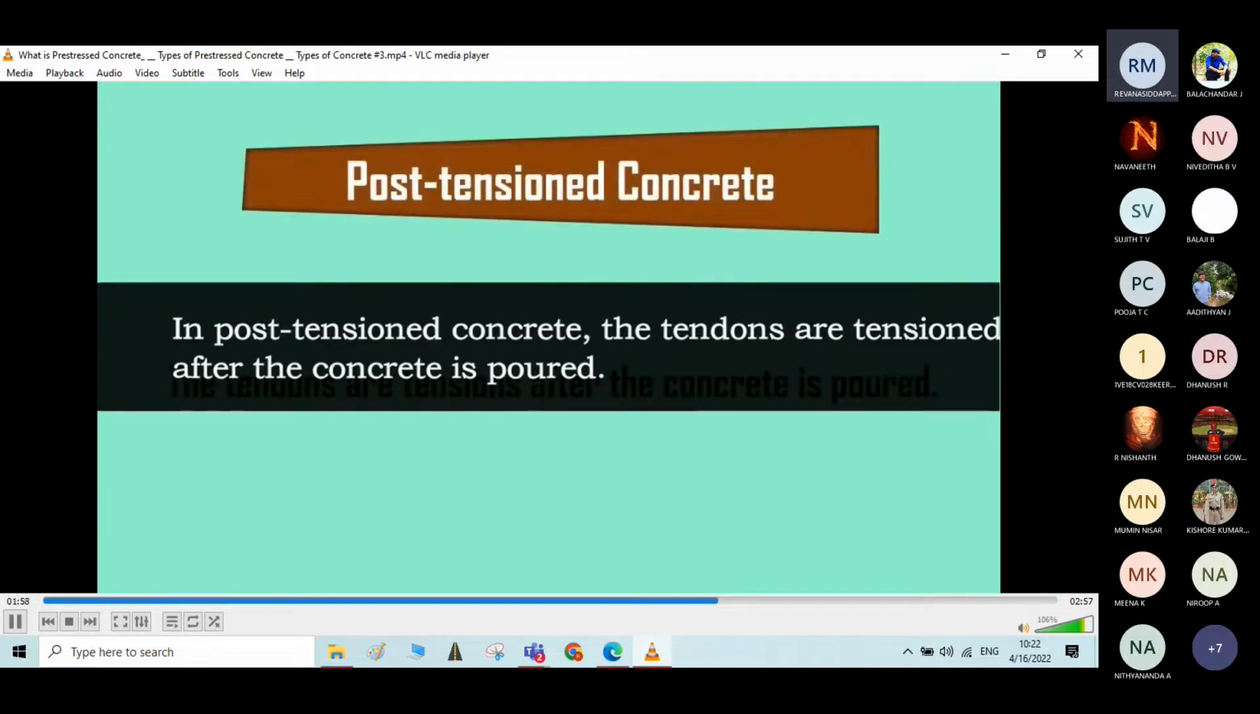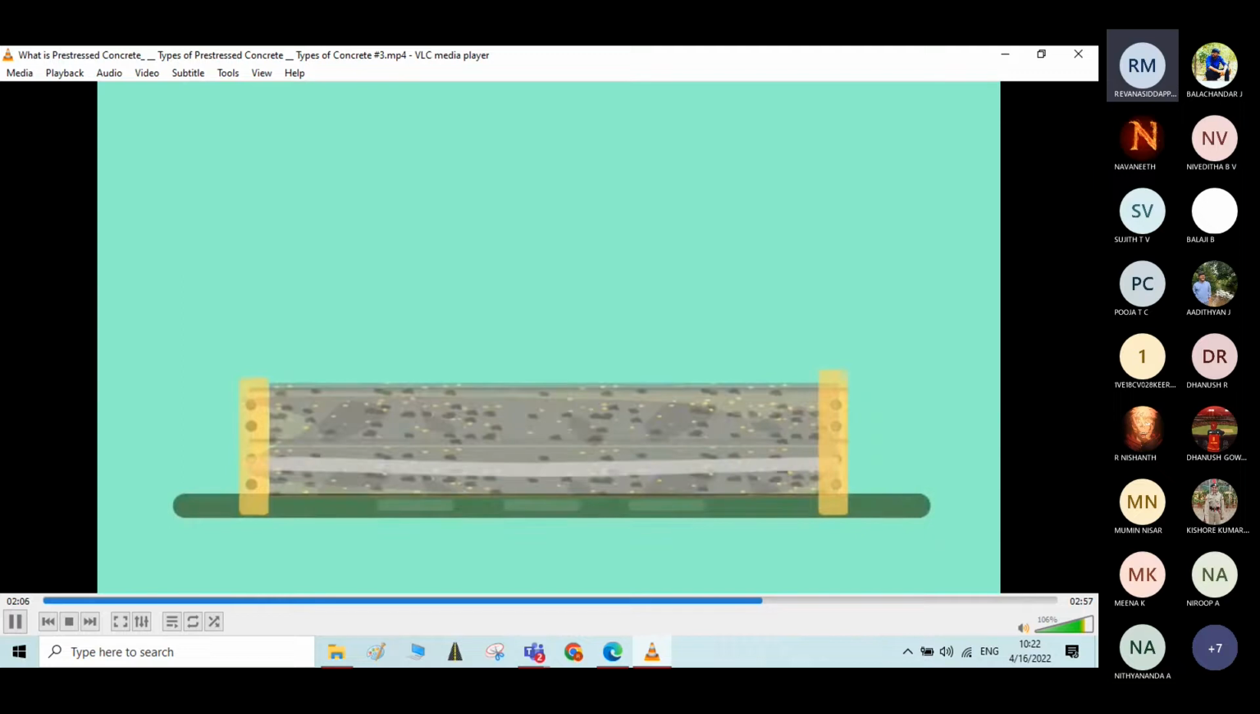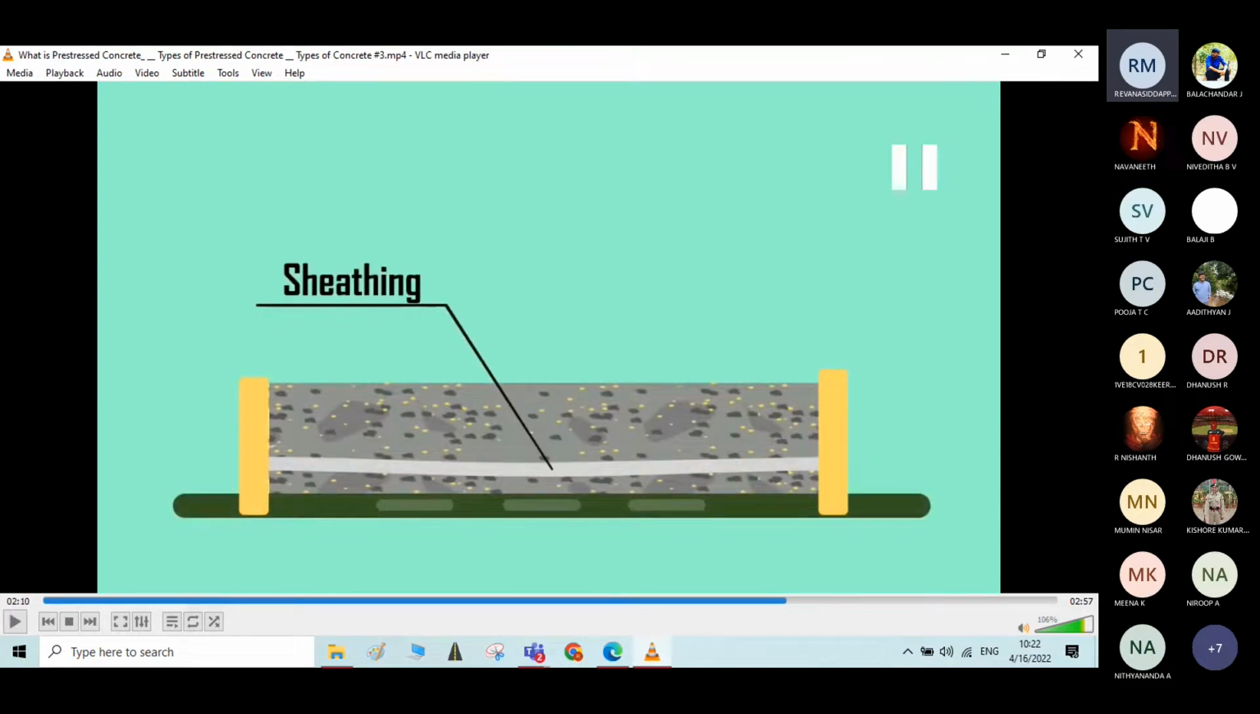Post-tensioned concrete. In post-tensioned concrete, the tendons are tensioned after the concrete is poured. Initially, the concrete is cast around the sheathing.